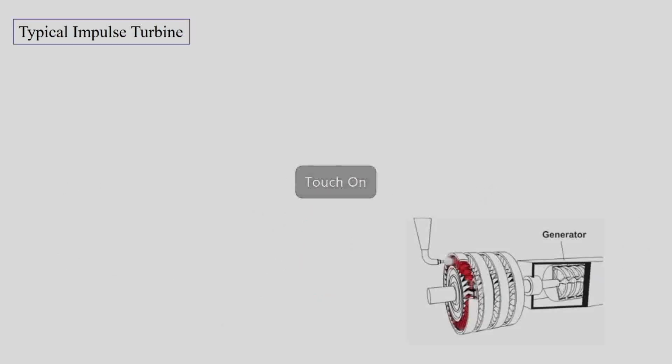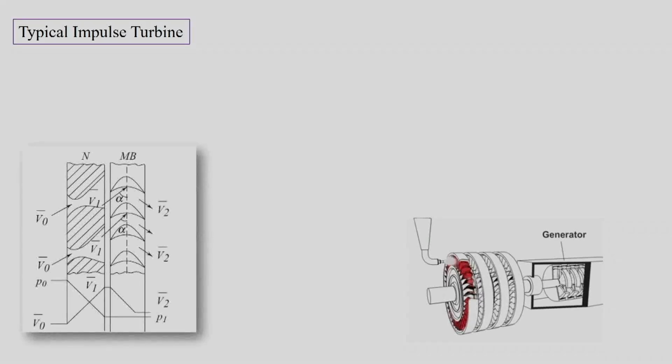Now this is how an impulse turbine would have its composition. So if we try to see, then we will have very low velocity at the entry to the nozzle.